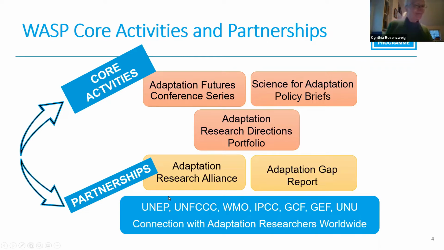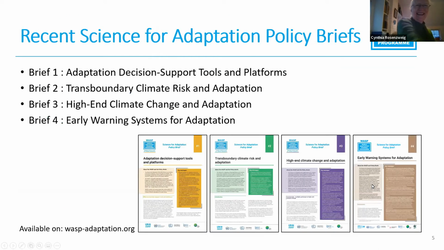Let's go on to the next slide. And here are the recent, we call them SAPBs. One was on decision support tools and platforms. One was very much inspired by the work of Richard Klein, on transboundary climate risk and adaptation. High-end climate change and adaptation is very, very critical as the frequency and intensity of extreme events continues to grow. And brief 4 was launched at COP26 in Glasgow, on early warning systems for adaptation.